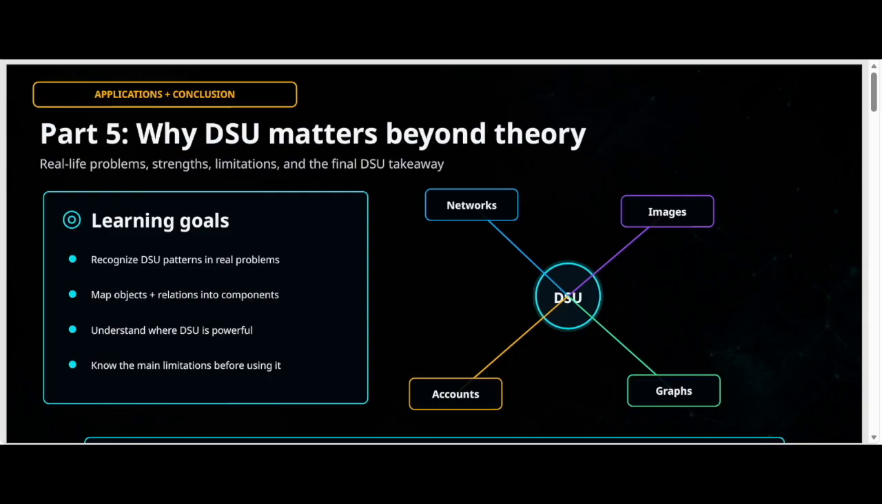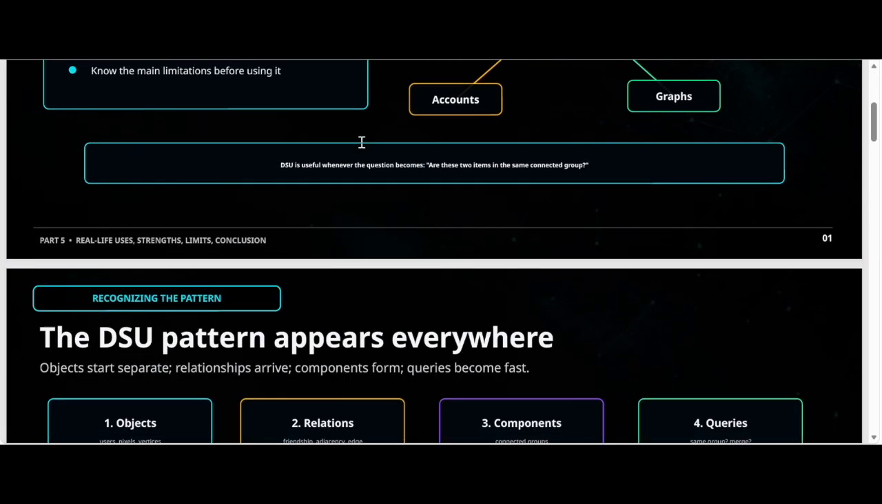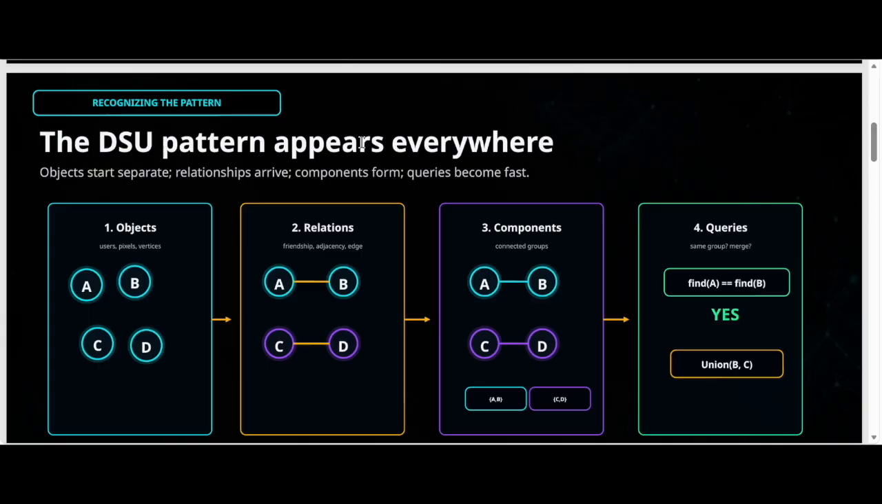If we recall the definition of DSU, the main work of DSU is to find whether two nodes or two elements are connected to each other or not. So let's move to the next page of the slide.